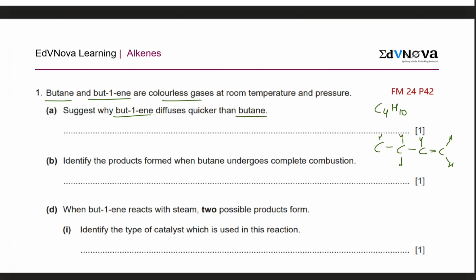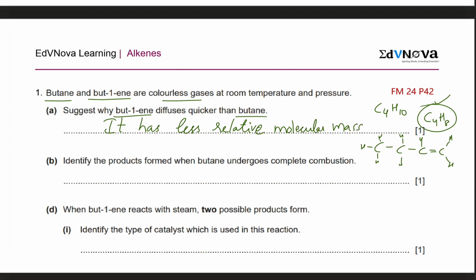Okay, so now but-1-ene will have only 8 hydrogens. So clearly we can say that but-1-ene has lower molecular mass. So you can simply write it diffuses faster because it has lesser relative molecular mass.